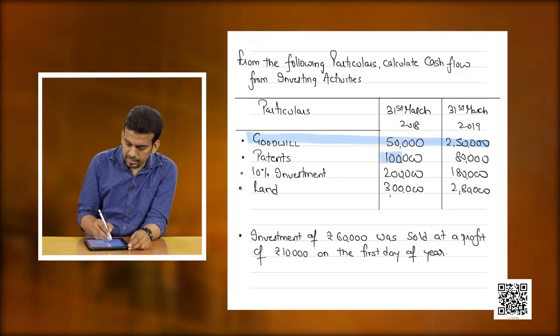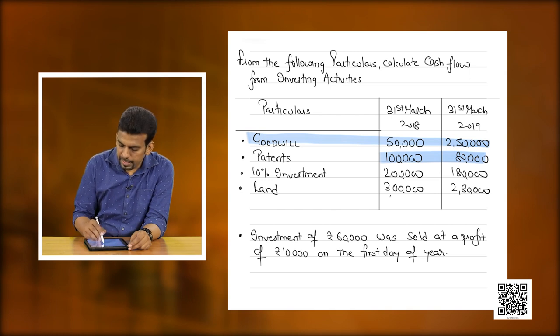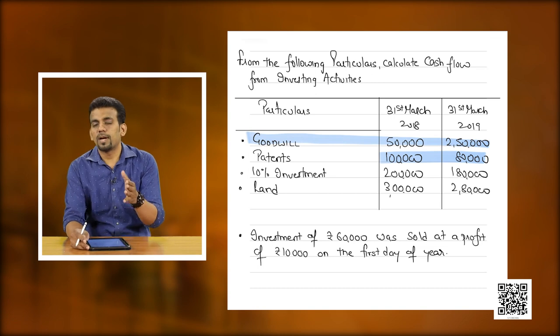Then we have patents. And if you see, patents are reduced from 1 lakh to 80,000. When patents are reduced, and there is no other information, that means this intangible asset has amortized. And if you recall your previous sessions for cash flow, what have we learnt? We have learnt that amortization and depreciation are added back to operating activities. But in this case, I have given you two intangible assets. One is increasing and one is decreasing. So, make a rule in your mind, when an intangible asset increases, it is to be deducted, being an outflow.